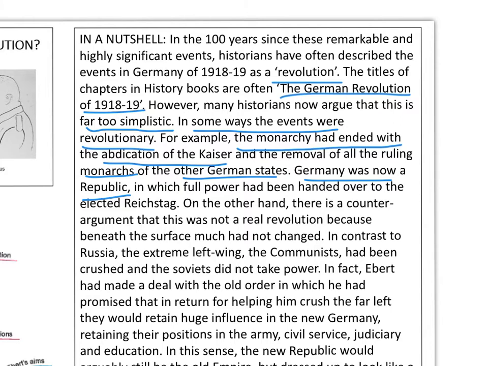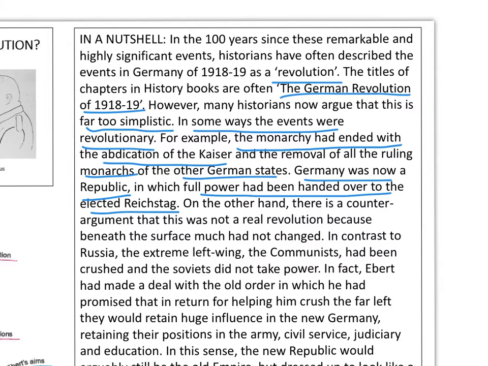Now, they haven't quite worked out in Germany yet how that head of state is going to be chosen, but that will be the job of the Constituent Assembly that will meet in January 1919 once it has been elected. So effectively, full power has now been given to the national parliament that had stepped in once the Kaiser had abdicated. Now that power has gone over to the Reichstag. So that's the main argument as to why these events were a revolution.